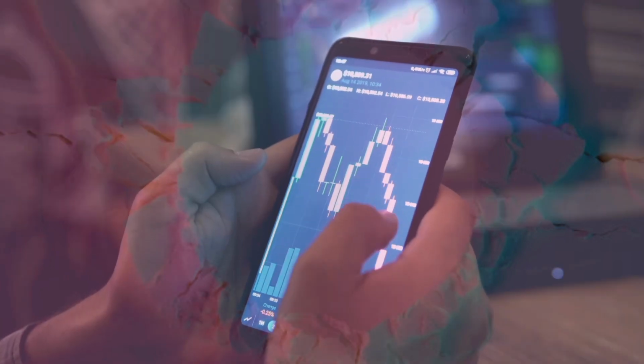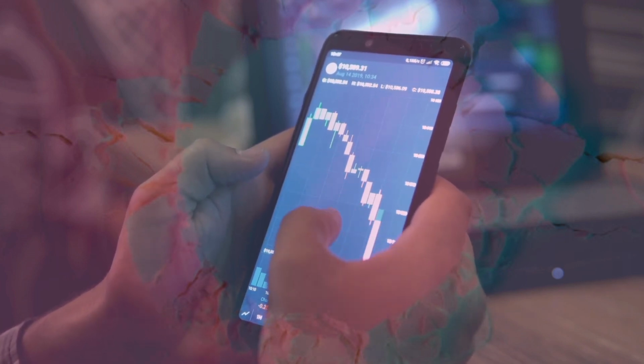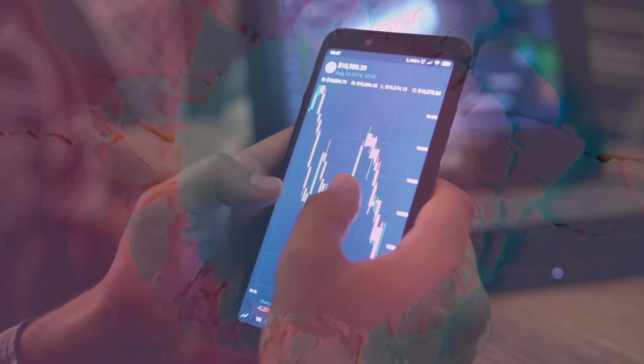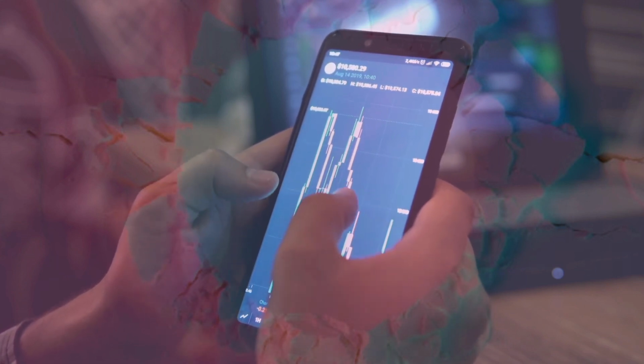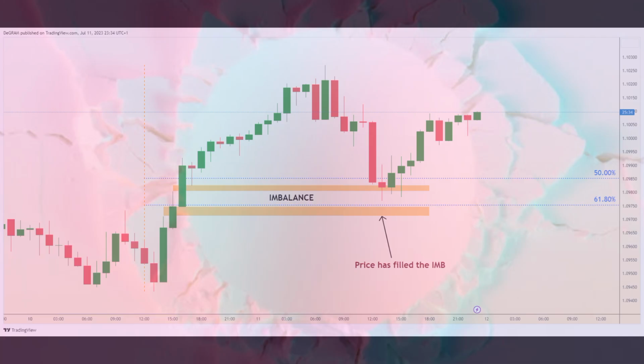Entry points are selected with the help of technical analysis within the selected trading methodology. In this case, imbalance acts as an additional factor. Most imbalances represent price inefficiencies. Therefore, there is a high probability that the market will come back to fill the imbalances.